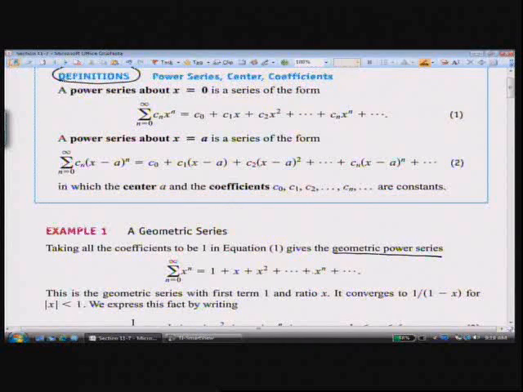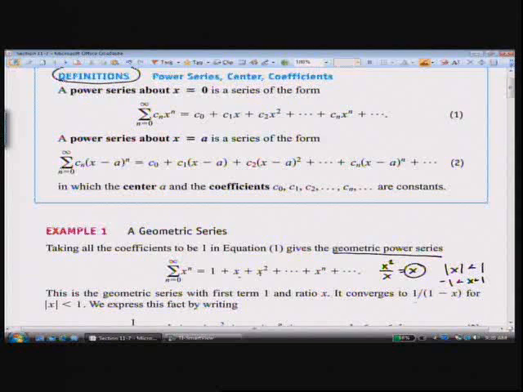And the way we found r is we divide the next term by the previous term. So if you do x squared divided by x, you just get x. So in order for this to converge, this x is like my r. So the absolute value of x has to be less than 1, or x has to be between -1 and 1. So this is a geometric series with the first term 1 and a ratio x.